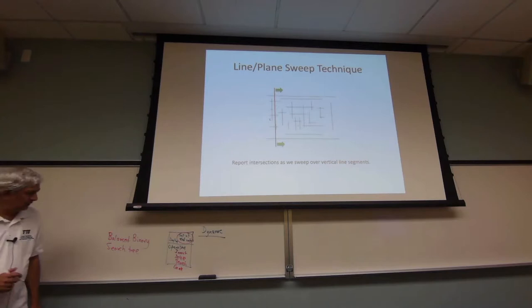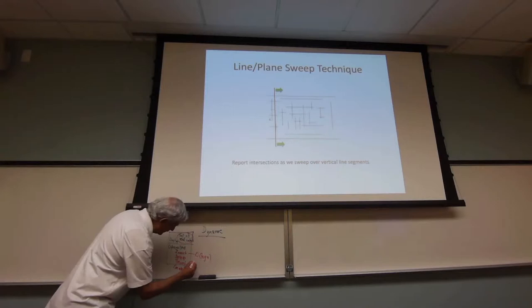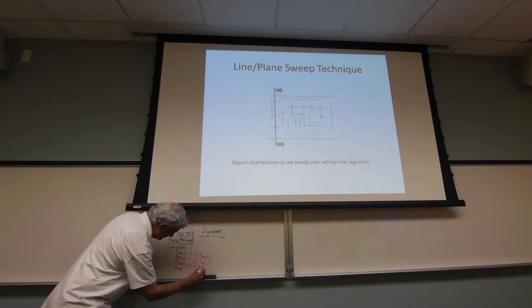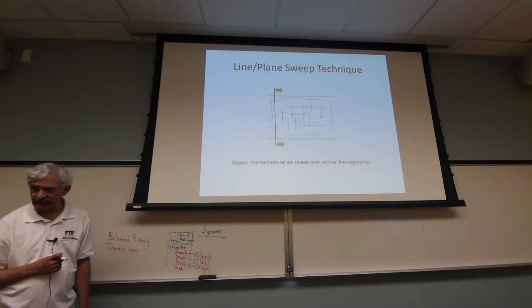For these balanced binary search trees, it turns out I can do inserts in log n time, deletes in log n time, and search in log n time, where n is the number of items that are there in the data structure at that given time. And create, of course, I can do in constant time because I'm creating an empty one.